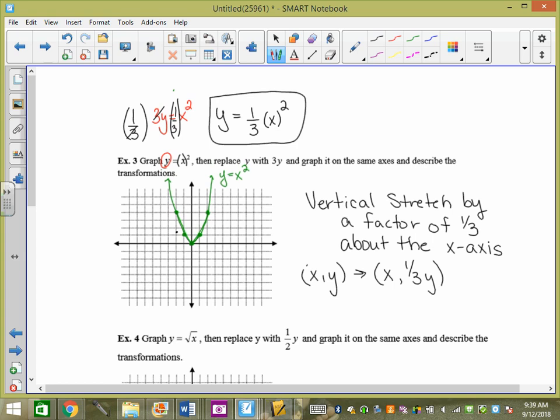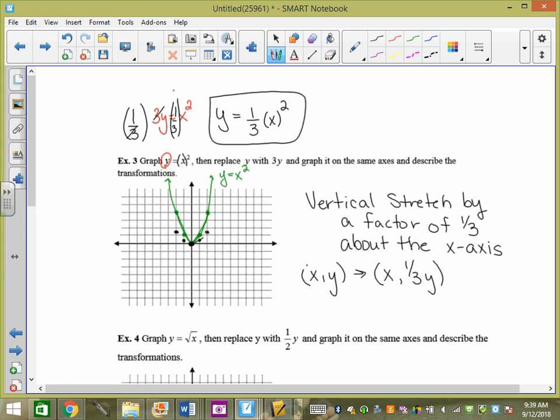It's now down here. 1 times 1/3, where do I get 4/3? 1 times 1/3 is a third. 1/3 times 0. So this is my invariant point. And this is going to be at a third.